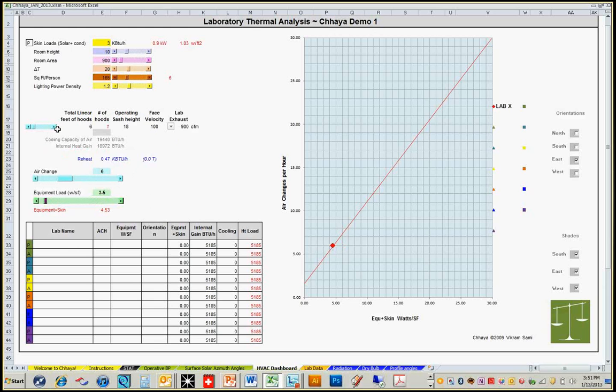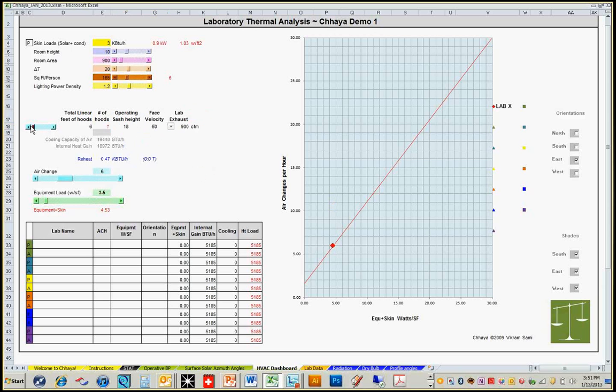And then over here, I've got a window that sets the total linear feet of hoods. It defaults to 6 feet, which is 1/6 per foot. But I can play around with it. And as I go up, you see over here, it triggers a thing that says fume hood driven, and now I actually have 10.5 air changes, and that's driven by the exhaust from the fume hoods. I can change the operating sash height, and that'll increase the number. I can reduce the face velocity, so I can say, okay, this is a low flow hood, and it goes back to a lower number.